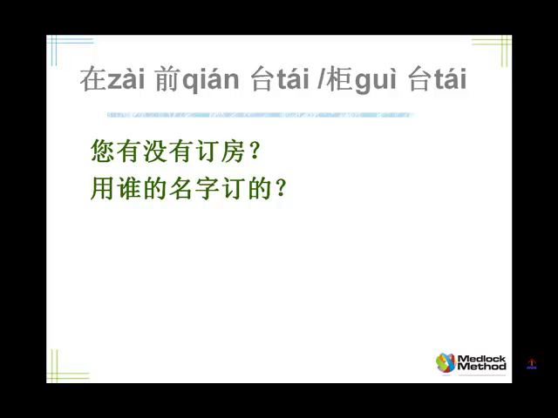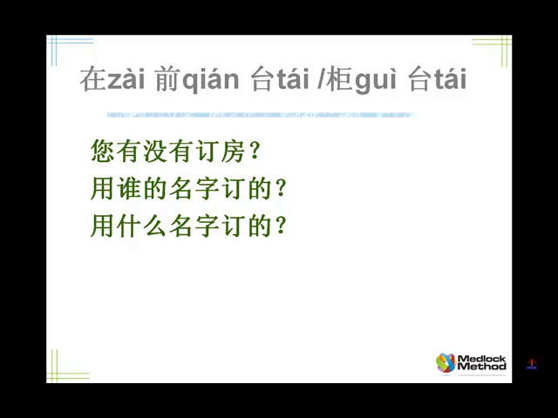You might also hear use what name as well. So how would you say use what name booked? 用什么名字订的.